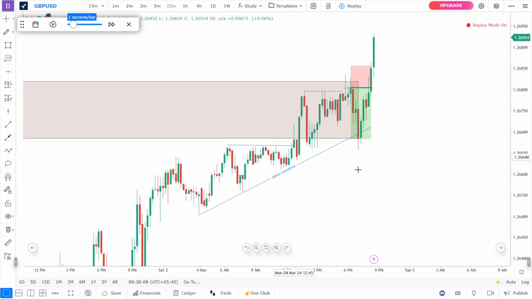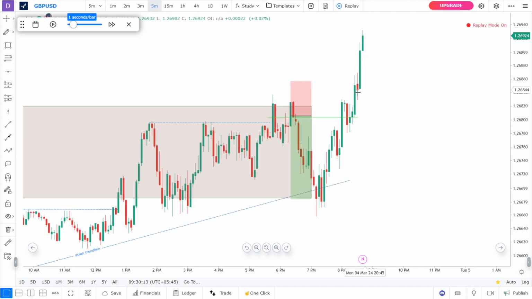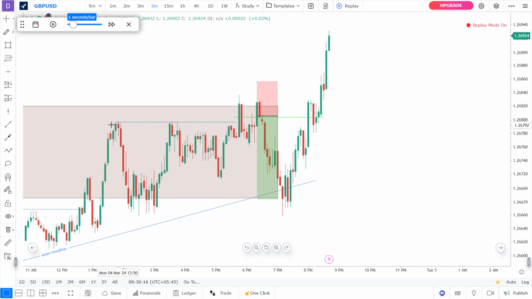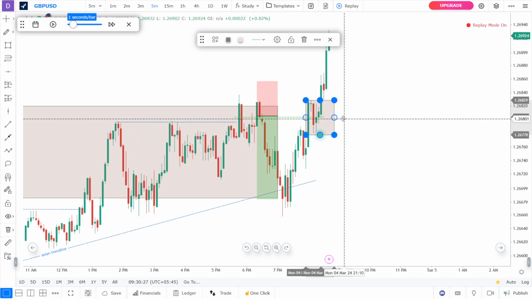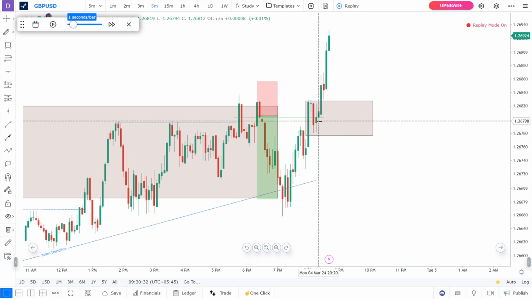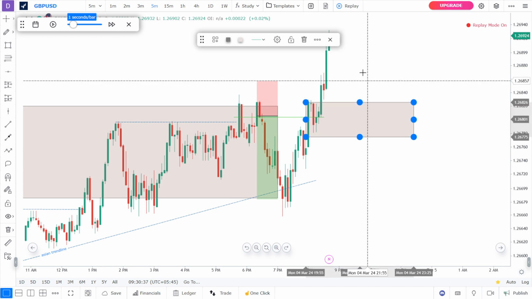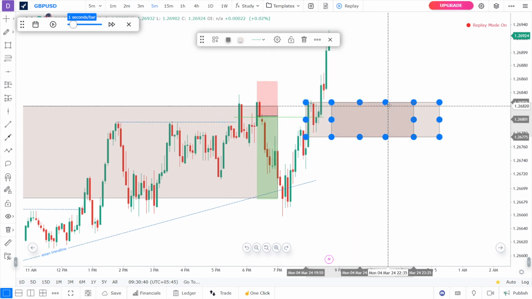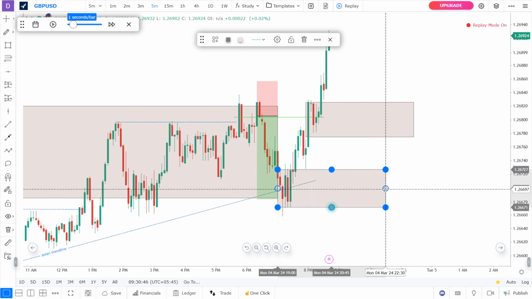Going forward, let me go to the 5 minute and see. The price has broken this structure, so now we wait for the opportunity to take long. This demand zone is mitigated kind of, and this one is not much mitigated. One is this demand zone that was formed when the price went up and reacted, before the break of structure. So this is valid, and this one is the extreme of the zone, so this is also valid.